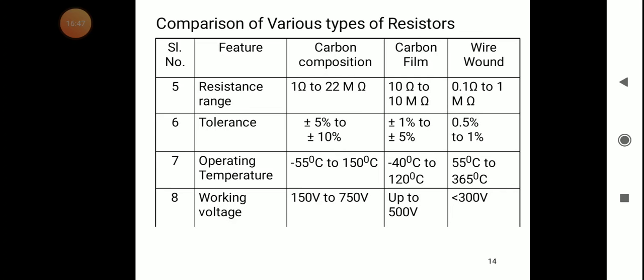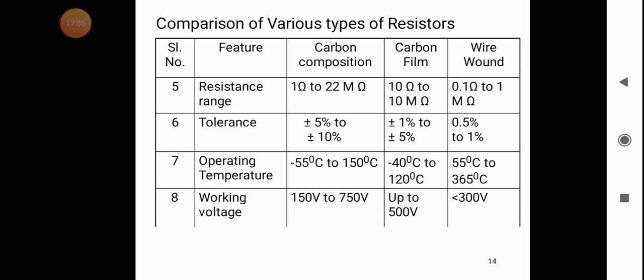The tolerance of the carbon composition is 5% to 10%. Coming to the carbon film, it has 1% to 5%. The wire wound resistor has 0.5% to 1%.